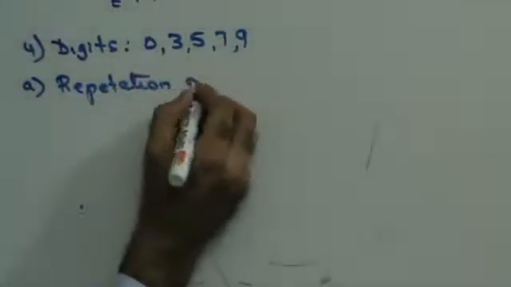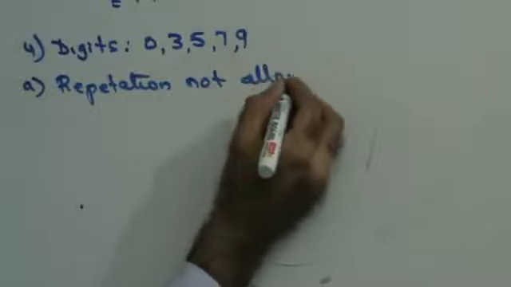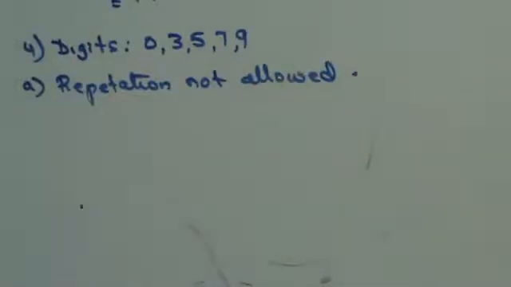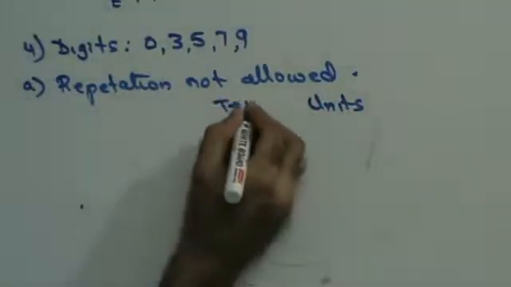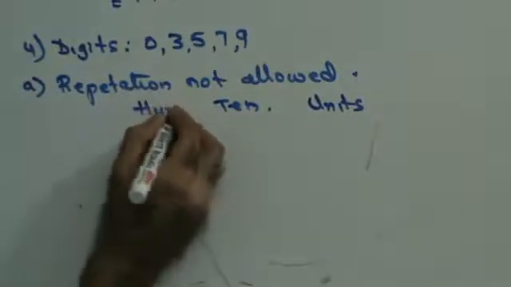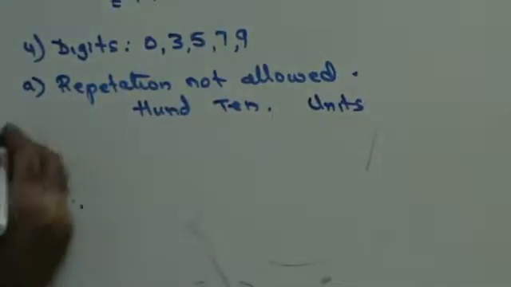Repetition not allowed. Now I want the number between 100 and 1000. If I want the number between 100 and 1000, that means it is going to be a 3-digit number. That means it will have a units place, a tens place, and a hundreds place. Number of ways.